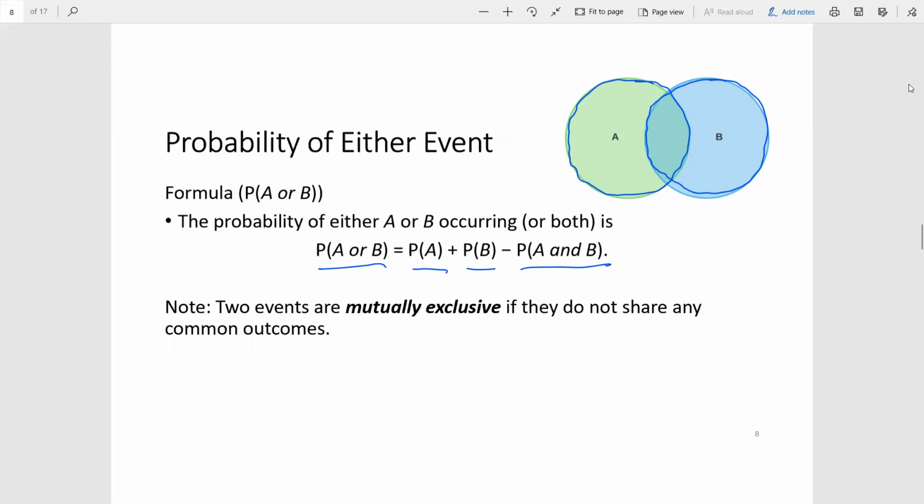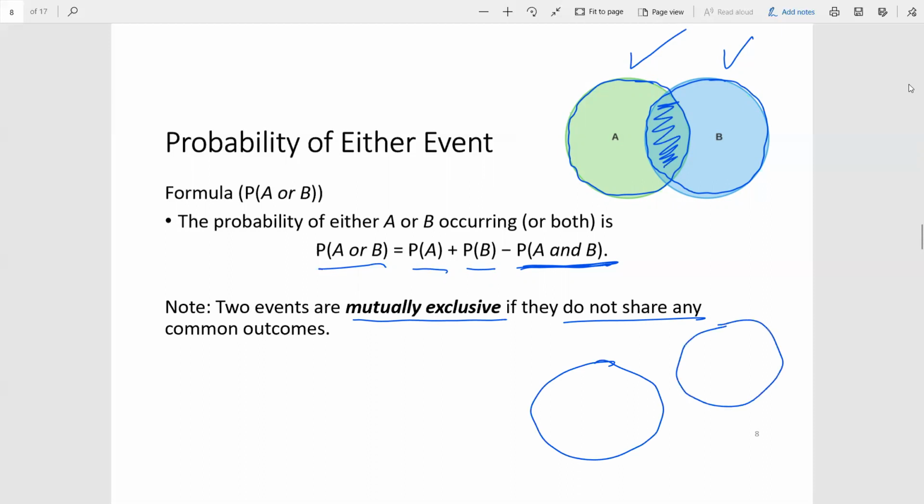And the probability of A or B occurring is the area of this circle plus the area of this circle minus the area of the overlap, because if you just add those two together, you double count the overlap. So that's why we subtract off the probability of A and B. Now, two events are mutually exclusive if they do not share any common outcomes. And if these two events, A and B, had no common outcomes, they would not be overlapping, and of course you wouldn't have to subtract off anything.